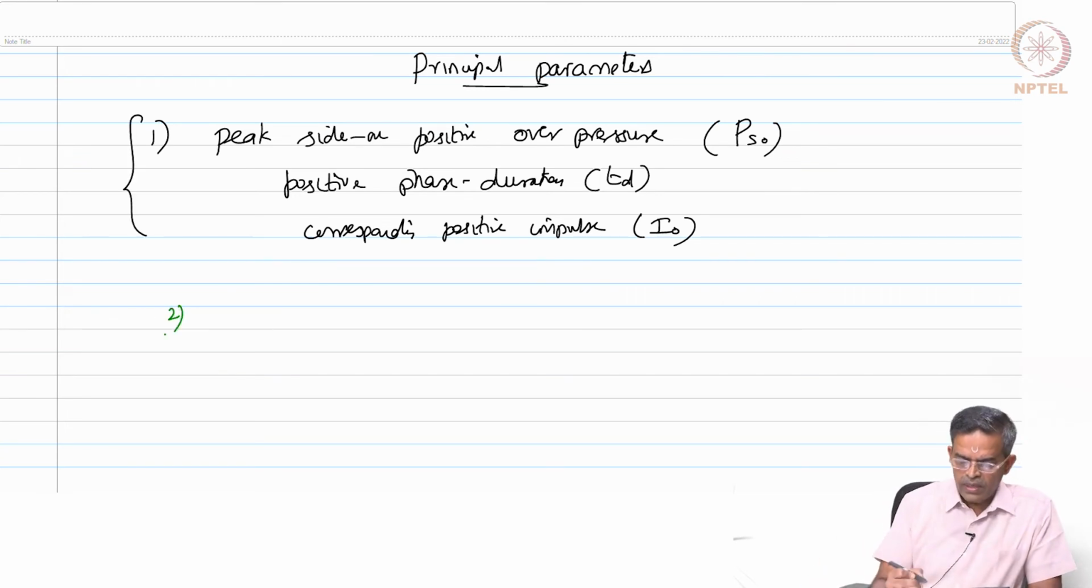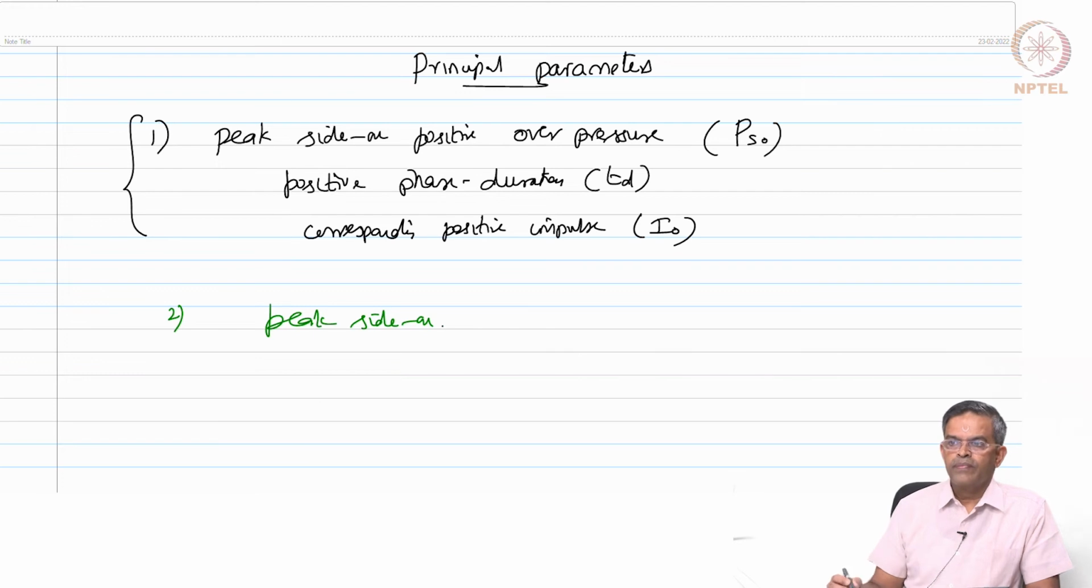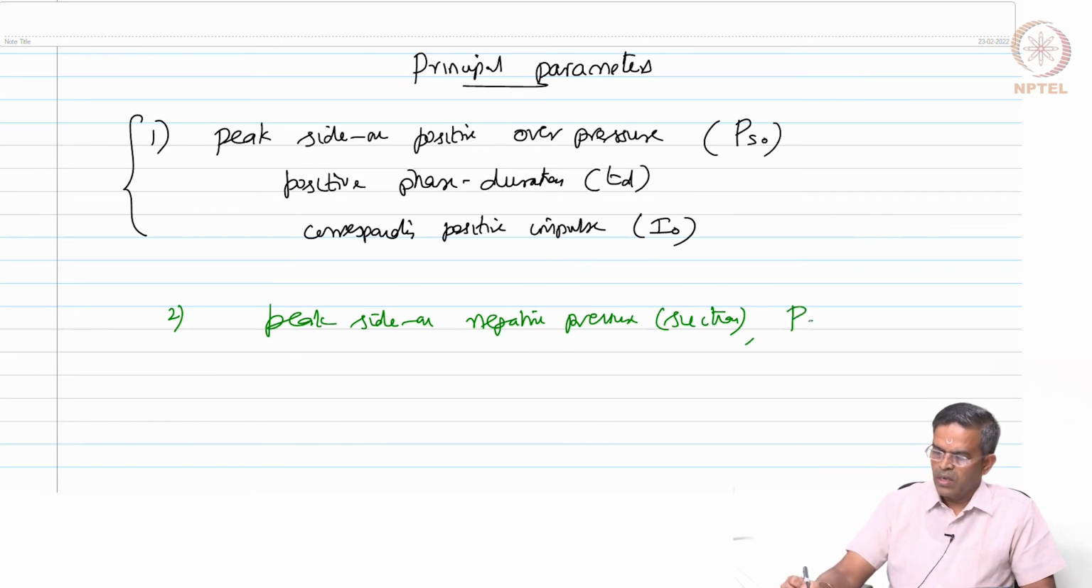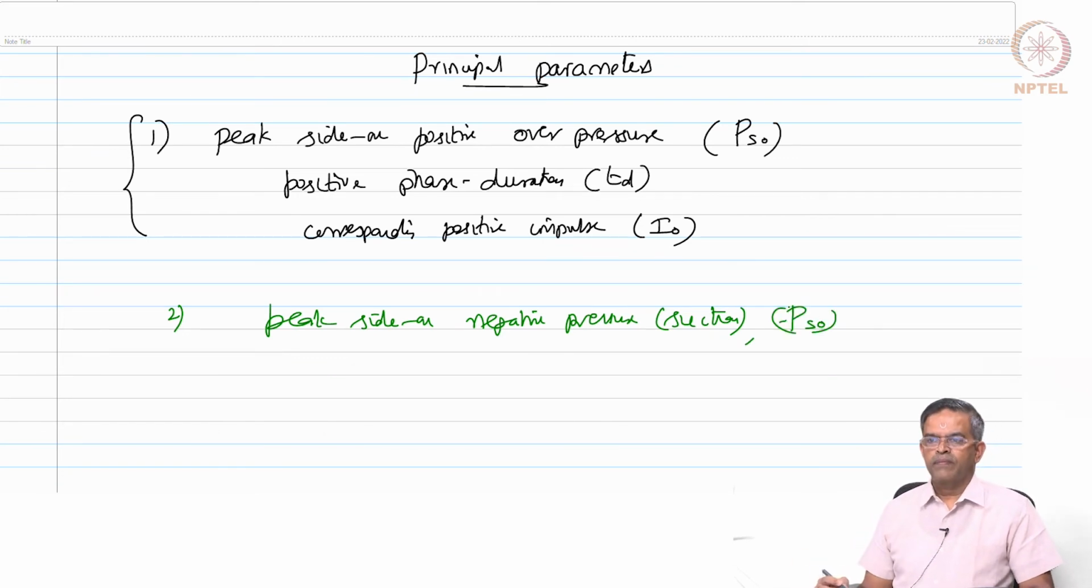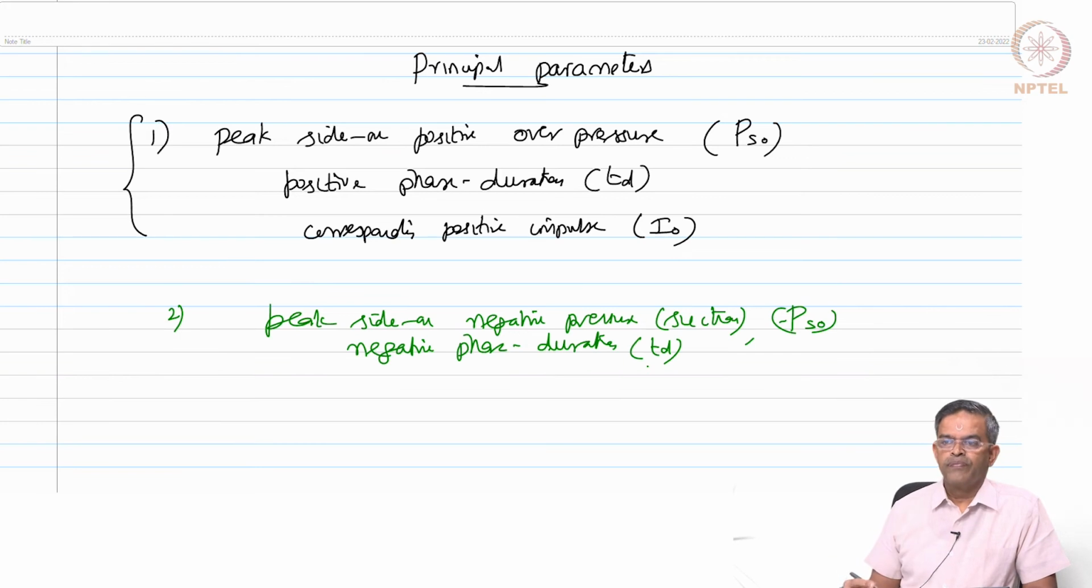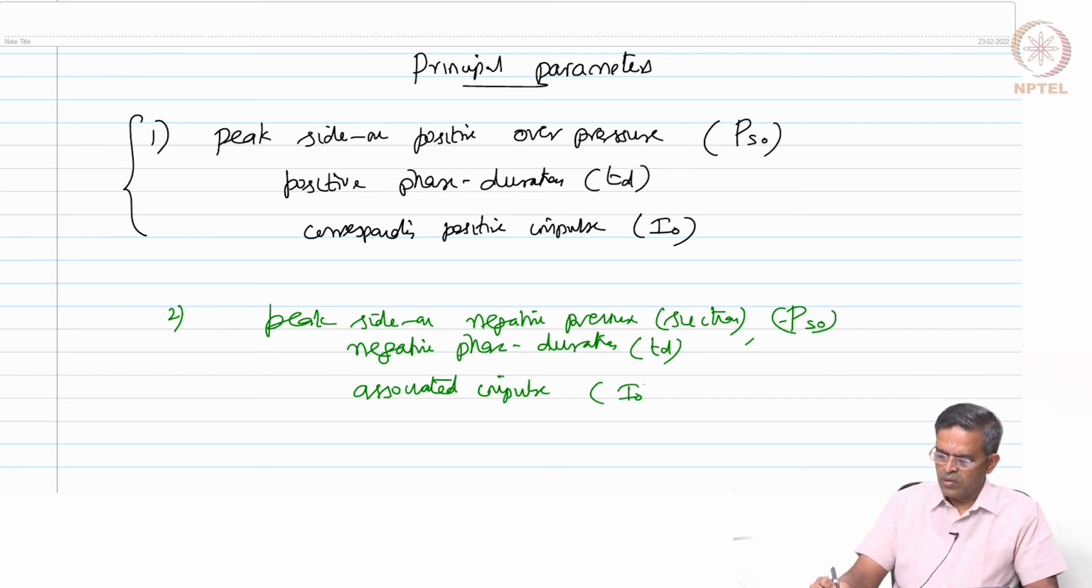The second set of data is peak side-on negative pressure, which is suction pressure, which is called again PSO with a negative sign. Negative phase duration is also TMD and the associated impulse, which is also I0.